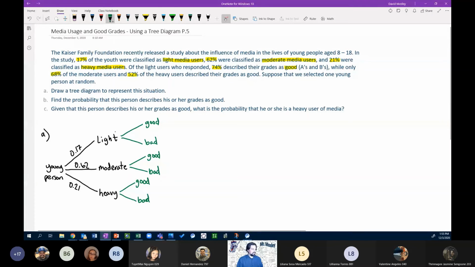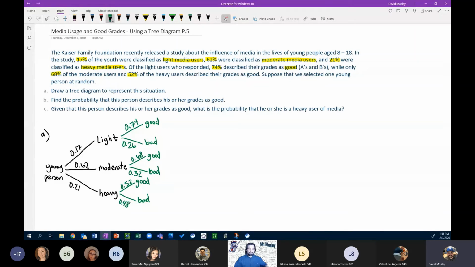And for the light users, given that someone is a light media user, there's a 74% chance that they describe their grades as good, so we get 0.74 for good, leaving 0.26 for bad. For moderate, we have 68% of good grades, 0.68, leaving 0.32 for bad. And lastly, for heavy, we get 0.52 for good, which leaves 0.48 for bad.